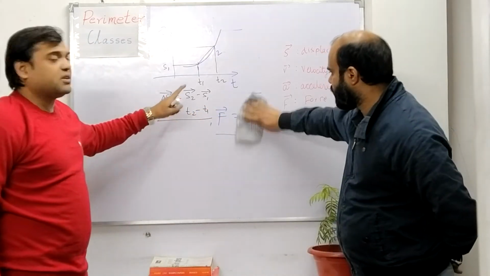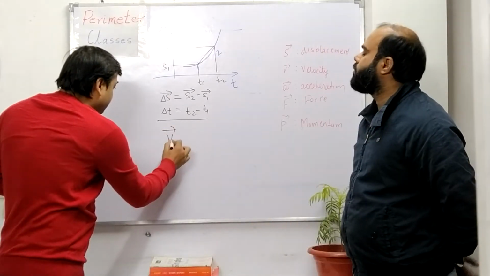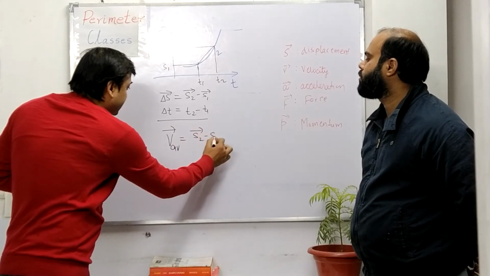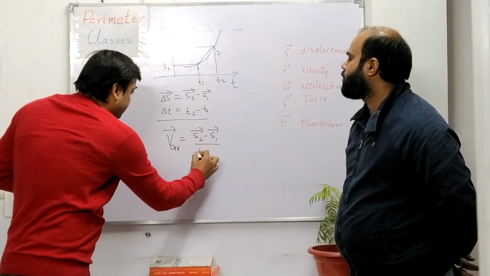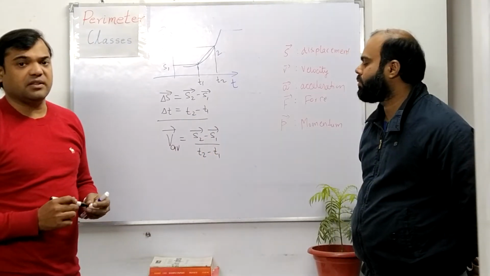So when we talk of average velocity, the average value of the velocity is simply the change in position, that is s2 minus s1, upon t2 minus t1 here.